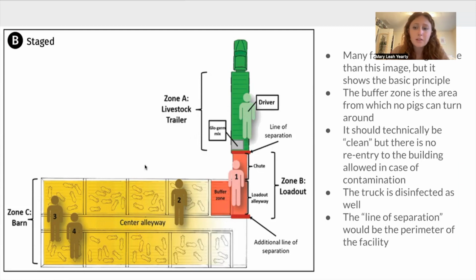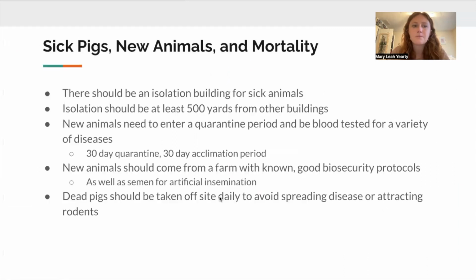So this can also be scaled. Some farms do this where the center alleyway is included in the buffer zone, and just each of these little pens would be clean. And this buffer zone may be a large stretch of area outside. It can be scaled differently, but just the basic principles of they cannot turn around from this buffer zone are really important.